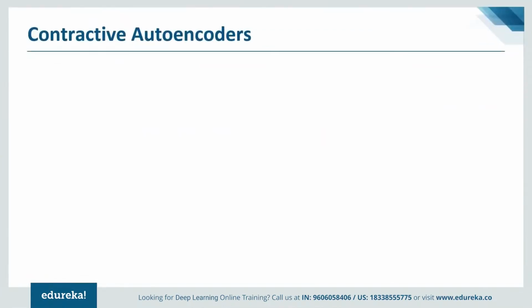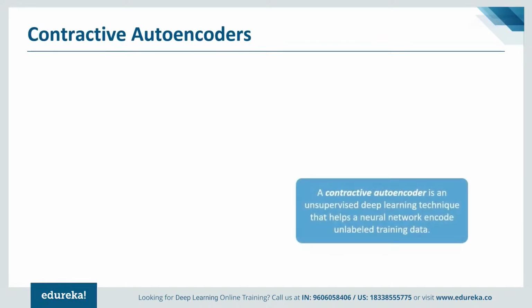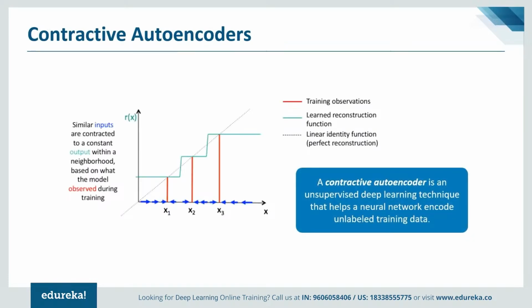The next type of autoencoders is the contractive autoencoders. One would expect that for very similar inputs, the learned encoding would also be very similar. We can explicitly train our model in order for this to be the case by requiring that the derivative of the hidden layer activations are small with respect to the input.